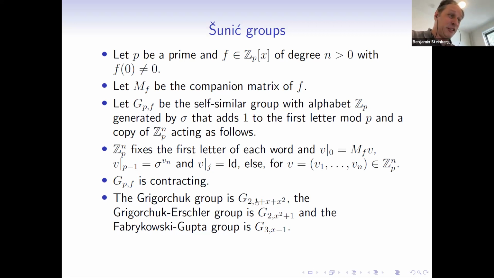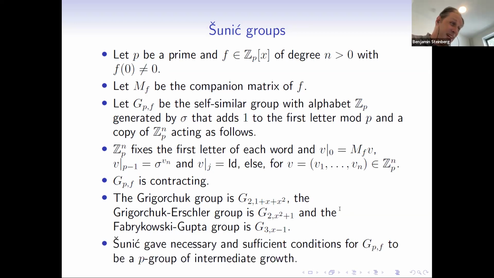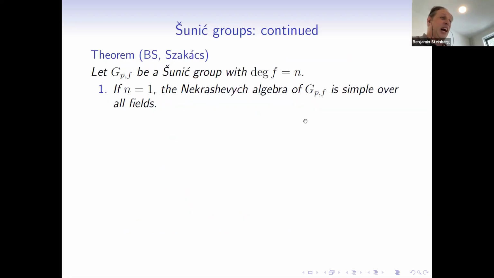And this tells you the Grigorchuk group is natural, because this polynomial 1 plus x squared is the first polynomial you would ever think of over Z mod 2. Why? Because it's the minimal polynomial of the generator of the 4-element field, and it's the unique one. So this is the unique polynomial which is the minimal polynomial of a primitive element of the 4-element field. And that's the kind of element you want to get an interesting group. Okay, and so Šunić gave necessary and sufficient conditions for this to be a p-group of intermediate growth like the Grigorchuk group.